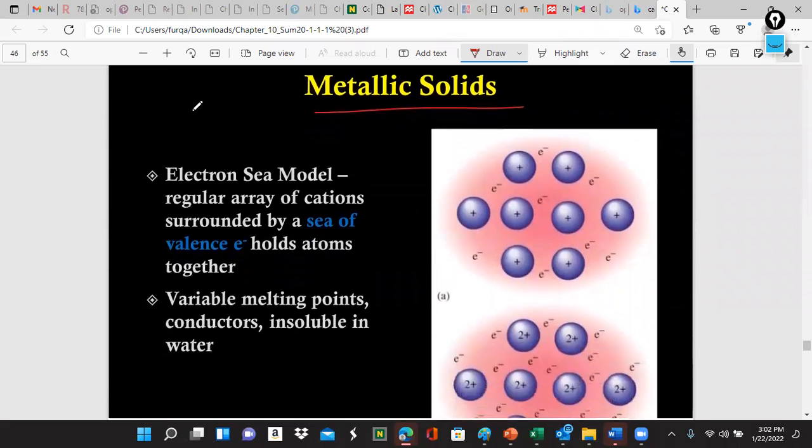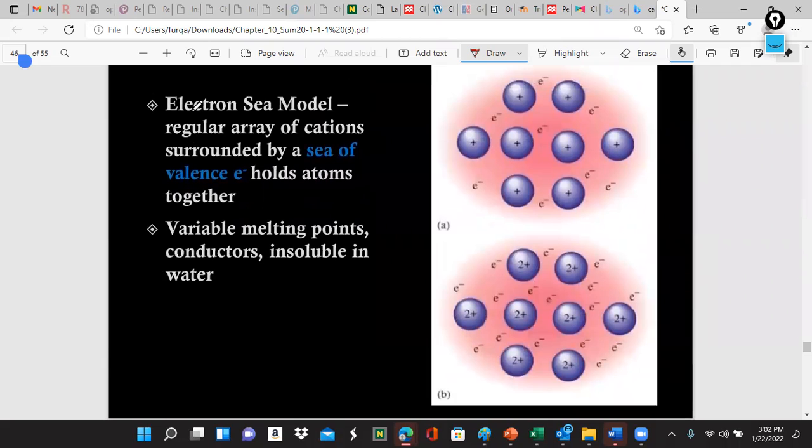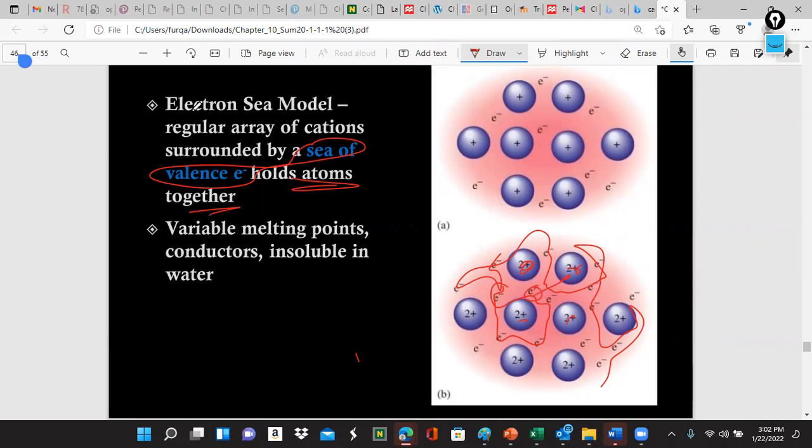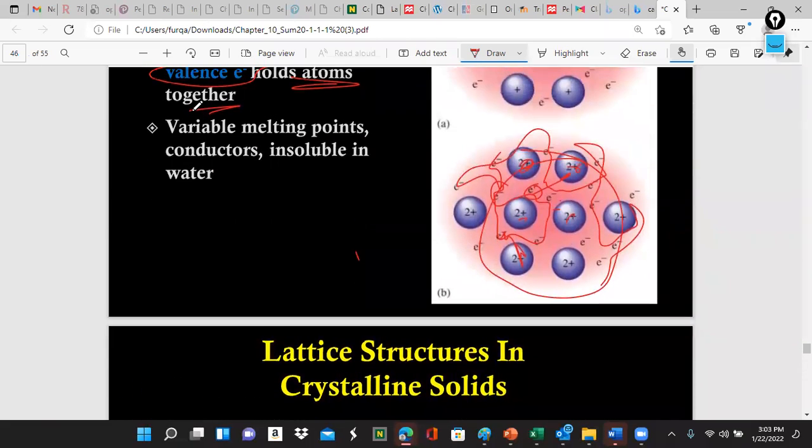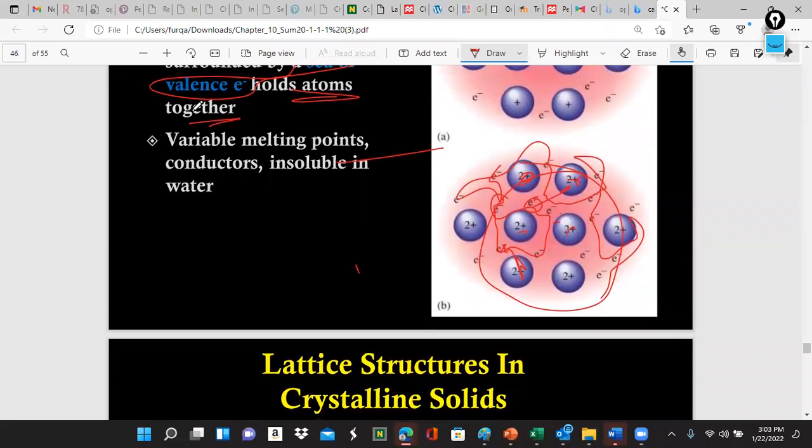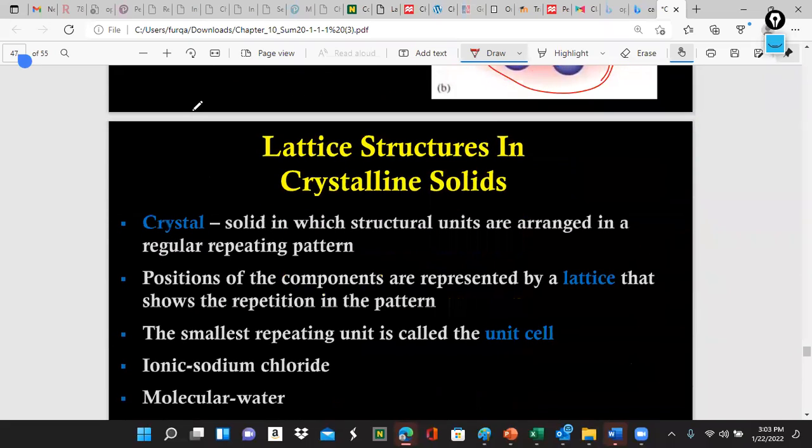We're talking about the elements, metallic network. You see that this is, let's say, copper 2 plus, copper 2 plus, copper 2 plus. The electron cloud around them has some sort of interaction that keeps them together. And that we call the sea of valence electrons. It holds atoms together because these electrons are being attracted by this proton here, and then the electrons from this one are being attracted. So this is how they are all connected with each other. They have variable melting points, they are conductors but are insoluble in water.